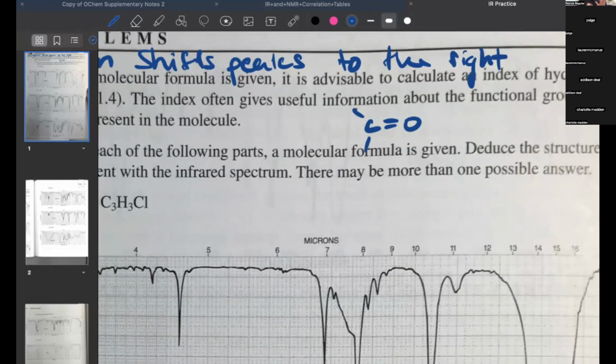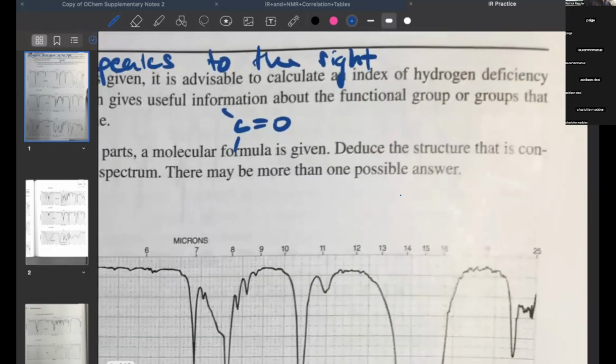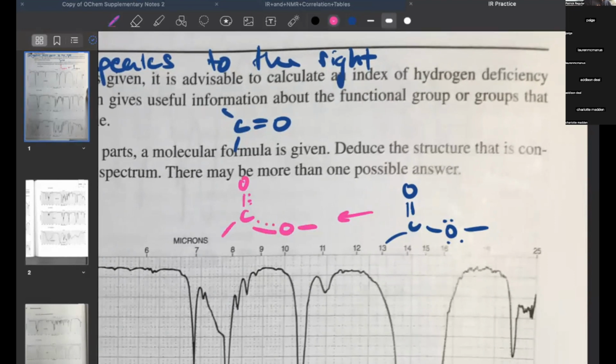So your normal peak that you're going to be looking for, like between 1700 and 1720, you might see in the 1650, 1675 region. The reason for that is, the most common conjugated system is like an ester, where you have lone pair resonance structures, and the hybrid looks like this, where that pi bond is being shared among the two oxygens in a continuous resonance.